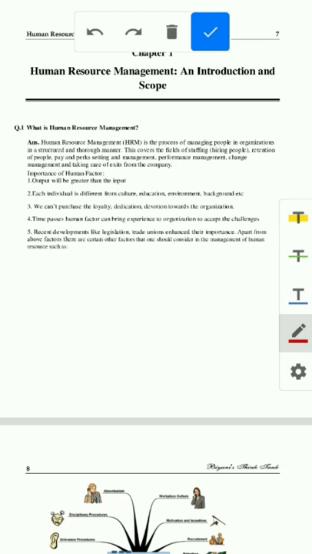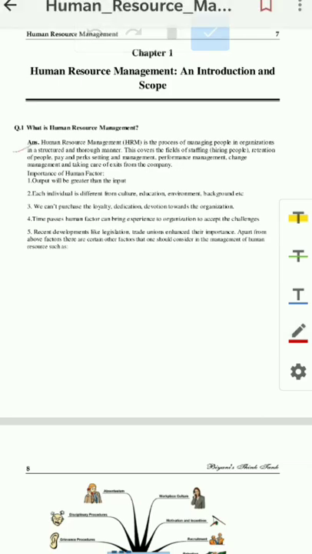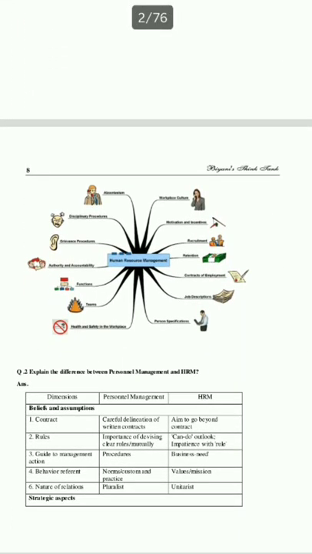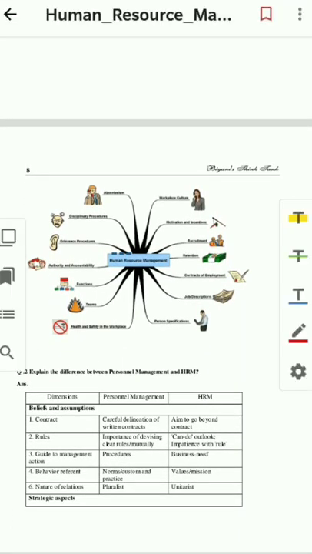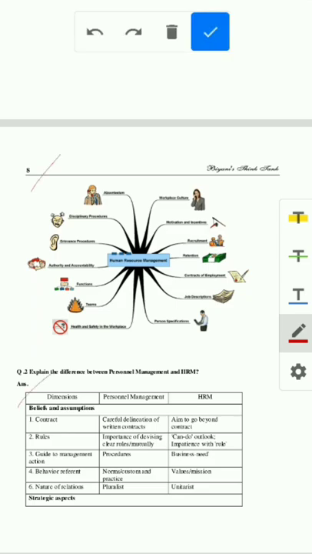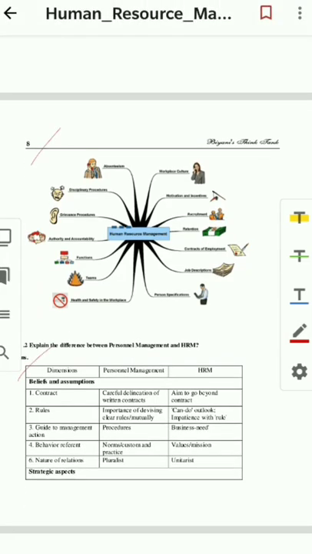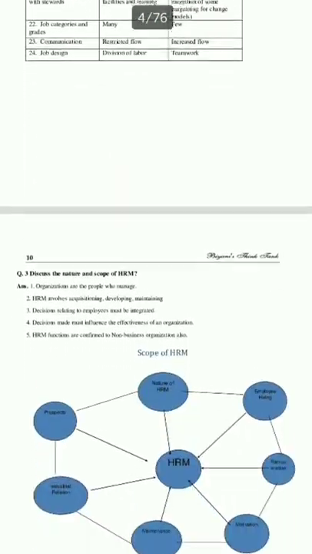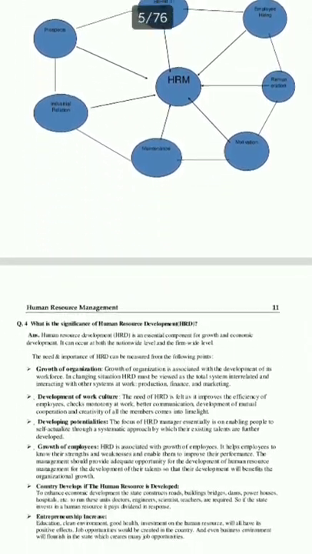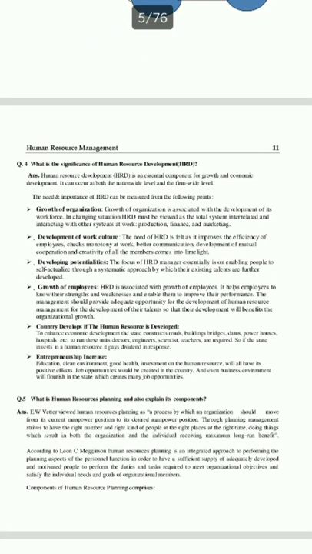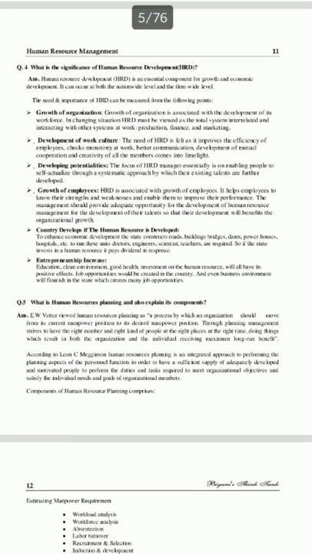So like in the start, you can see this book is a kind of a question and answer. So question is given and then answer is there. So what is human resource management? It is covered. So we have the diagrams also. The diagrams are given. The differences are there. Discuss the nature and scope of HRM. I'm just scrolling it downstairs so you can just have an idea of this book.